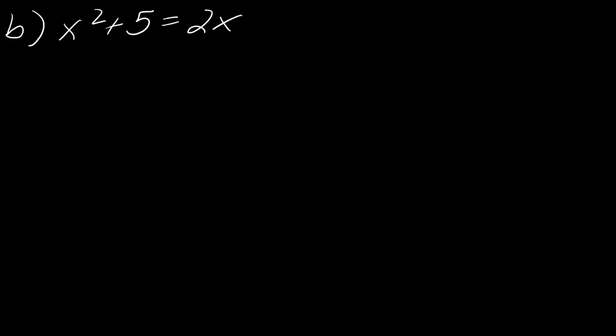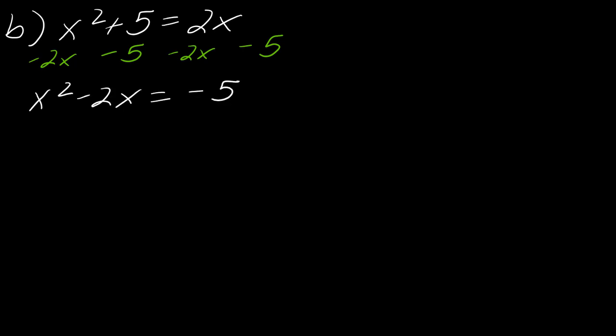Okay, so notice in this one, I have x here and x squared here and 2x here. So I need these together, and I need the -5 on the other side. So I'm going to start by first subtracting off the -5 and then subtracting off the 2x. So now I get x squared minus 2x equals -5.